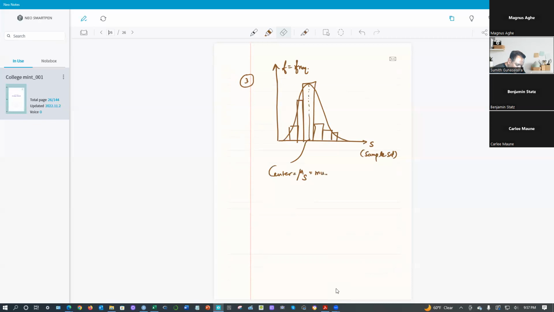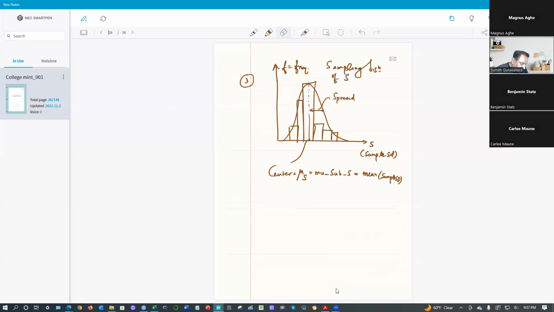Mu sub S. How do you get that center? You go to the mean of the sample standard deviations that you already generated, and from that you get the center. This is the spread of that particular distribution. This distribution is named the sampling distribution of the sample standard deviation.